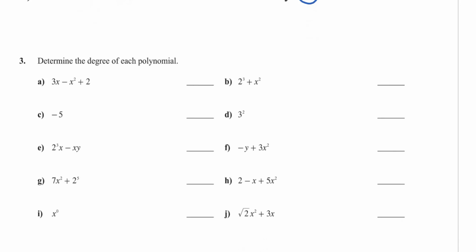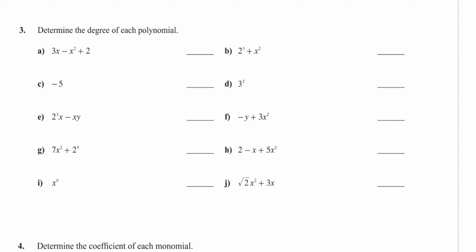Okay, let's move on to question number 3. Determine the degree of each polynomial. Now, before we start off with this problem, because we need to determine the degree, all of the examples on question number 3 are polynomials. So a lot of them will have variables, numbers, and positive exponents. Those are the common characteristics of a polynomial.